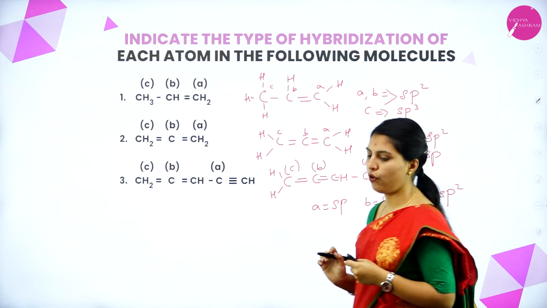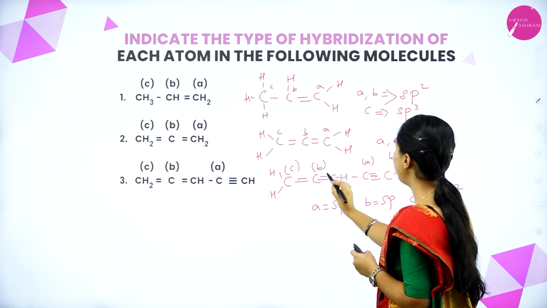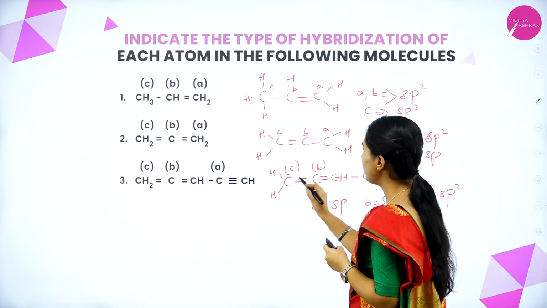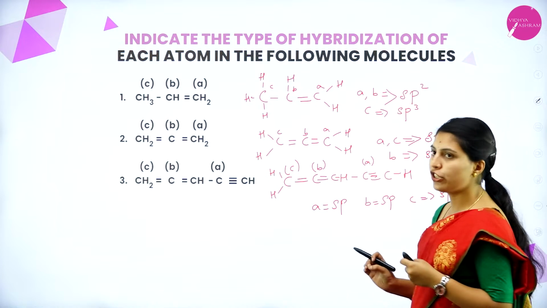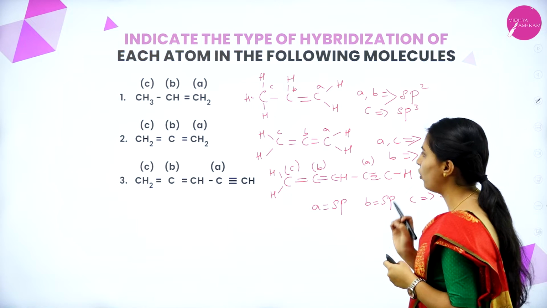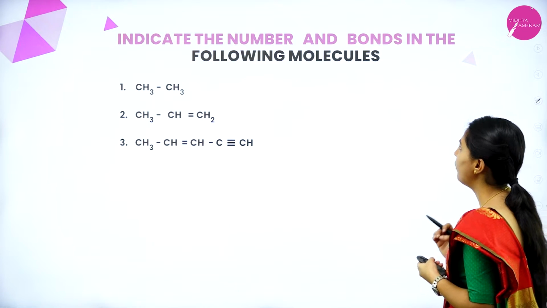sp2. See here, A has a triple bond, that's why sp. B has double bonds on two sides, which means once again sp. C has a double bond on one side, that's why sp2. This is how you indicate the hybridization of each atom of the following molecules. Okay. And now indicate the number of bonds in the following molecules.